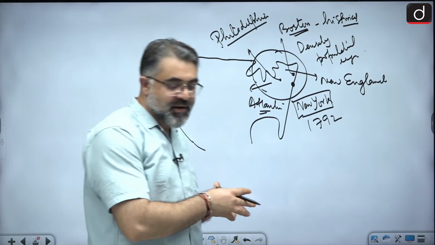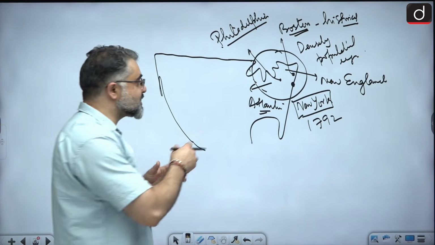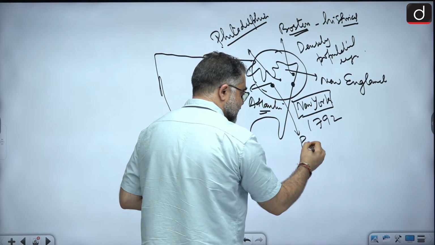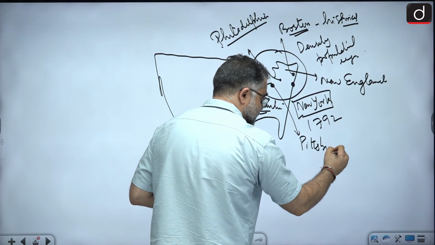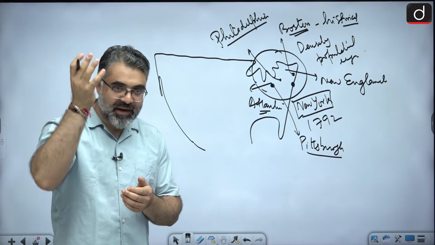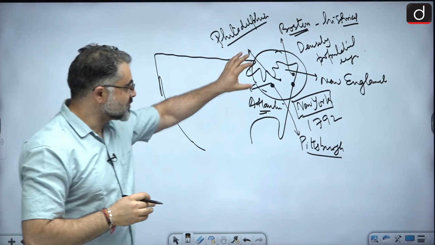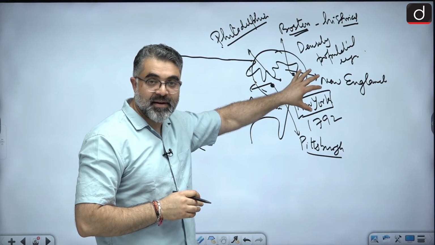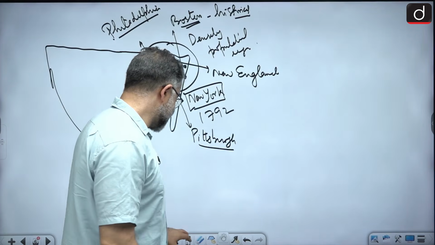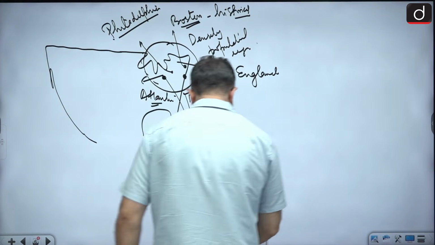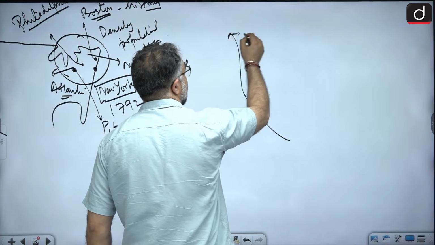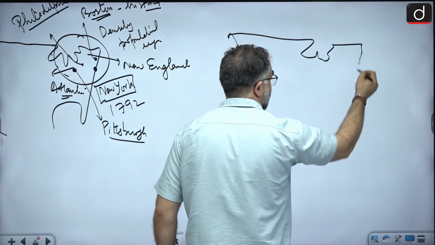Then, going back towards the western part, a little west of it is located the steel capital of USA, that is Pittsburgh. Let's try to relate a few things. We are still in the northeastern part of USA, and let's try to relate a few points here, going back to this region here.